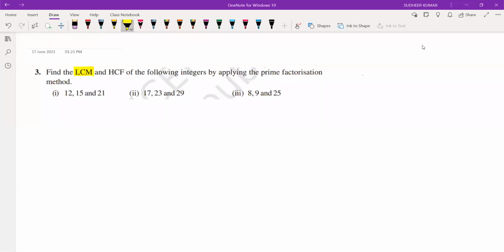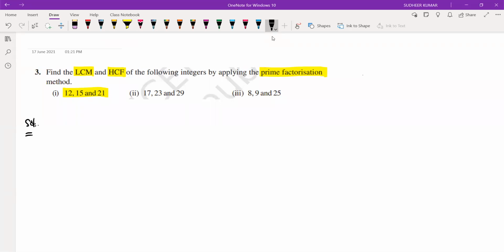Find the LCM and HCF of the following integers by applying the prime factorization method. Let us take the first one, and the remaining two you can complete the same way. The first one: the numbers given are 12, 15 and 21.